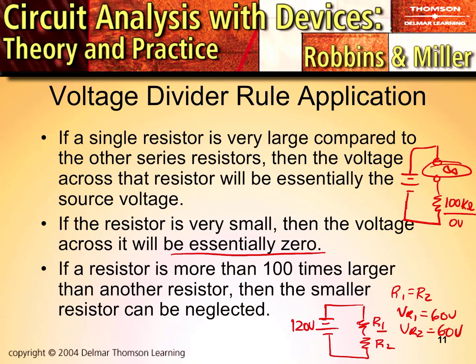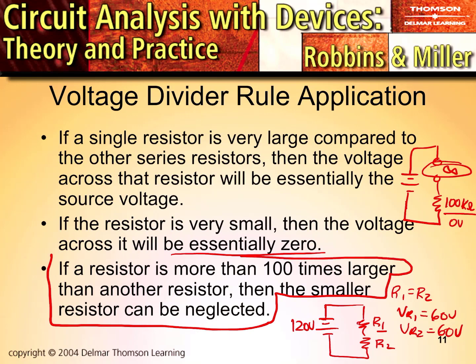Here's one statement that we'll use a lot, and it's really applicable when we look at the lab and practical circuits, and when we look at the E-lab and do virtual measurements. If a resistor is more than 100 times larger than another resistor, then the smaller resistor can be ignored or neglected. So it's the same idea in measuring voltages.